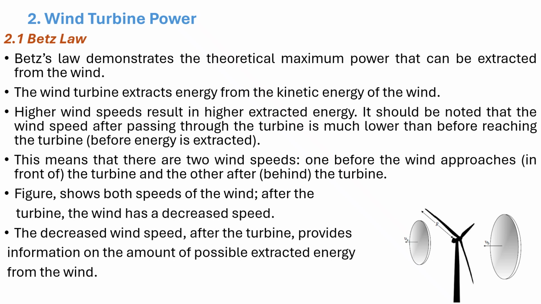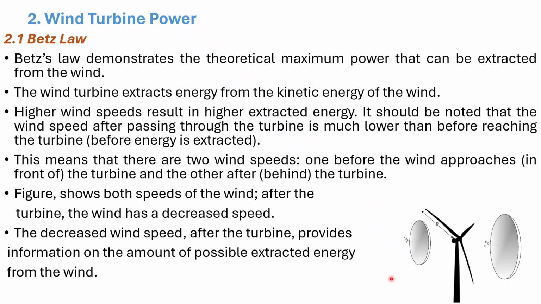It should be noted that the wind speed after passing through the turbine is much lower than before reaching the turbine, before energy is extracted. So this means there are two wind speeds, one before the wind approaches the turbine and the other after the turbine. So there can be two different speeds. This figure shows that the speed of the wind after the turbine is decreasing. So that's what is actually represented. The decreased wind speed after the turbine provides the information about how much possible energy can be extracted from the wind. That is the main thing.